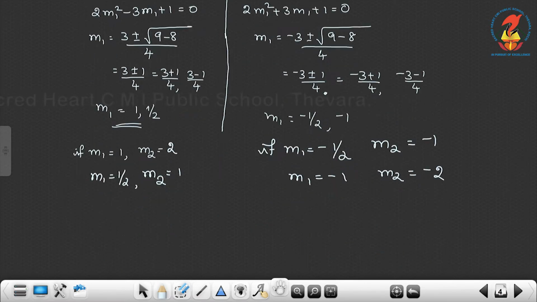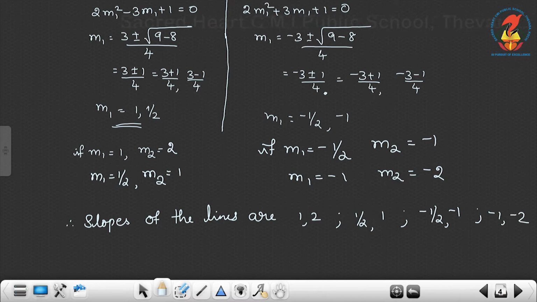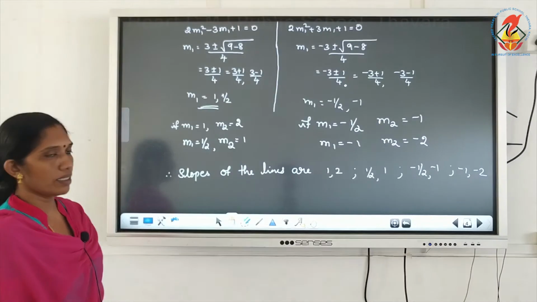So we can conclude, therefore, that the slopes of the two lines are 1, 2. That is one answer. Then the next one is half, 1. Then minus half, minus 1. The fourth is minus 1, minus 2. Okay. So 4 pairs.